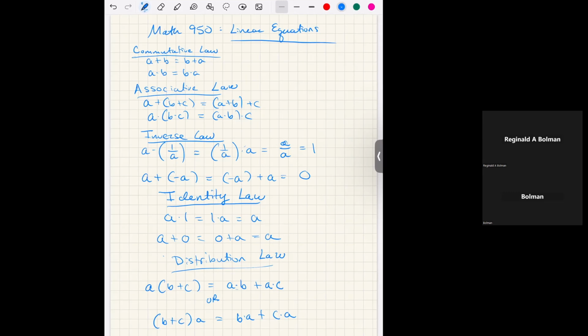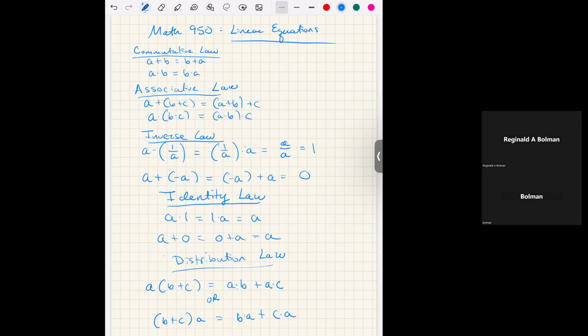The identity law is equally special, although it seems trivial at first. It says that if you take a real number and multiply by 1, you always get the original number back. And if you take a real number and add 0, you always get the original number back.